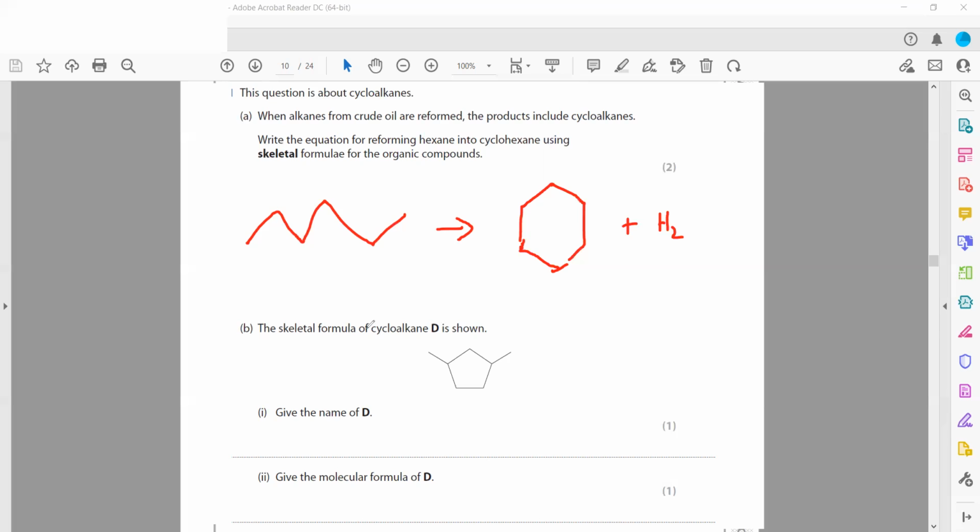Then in part B, the skeletal formula of a cycloalkane D is shown. Give the name of D. So we should start numbering. Numbering should start from the nearest branch.